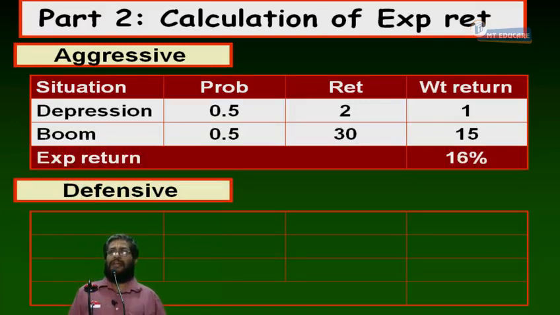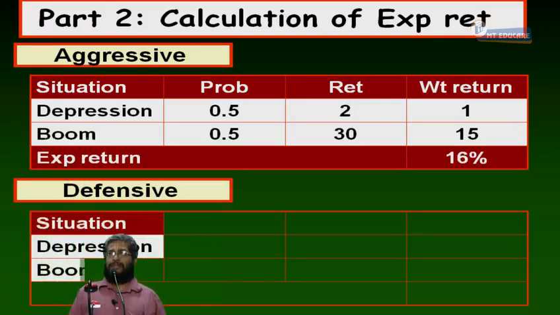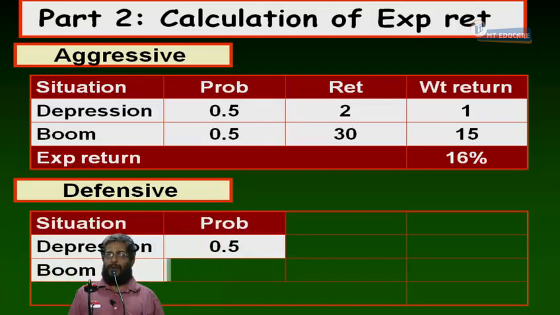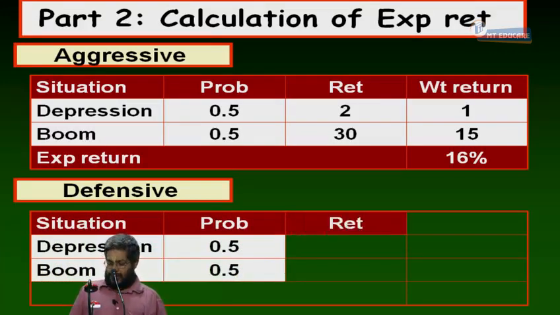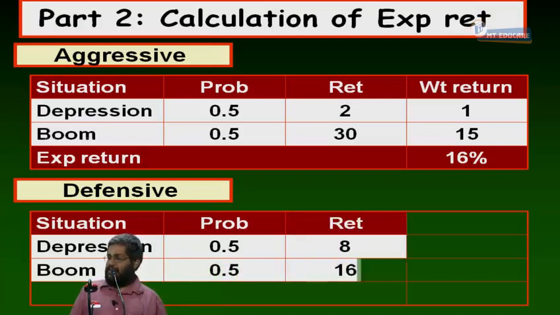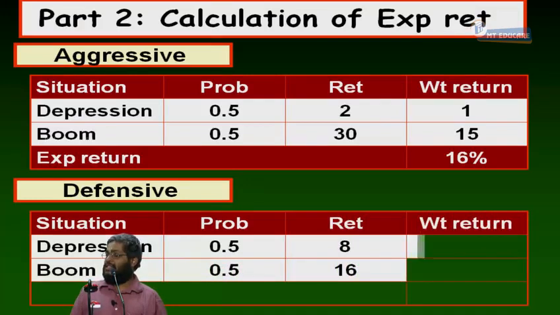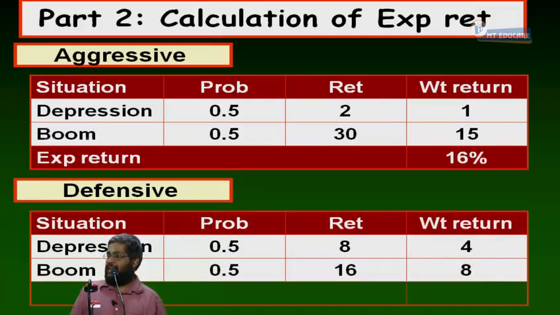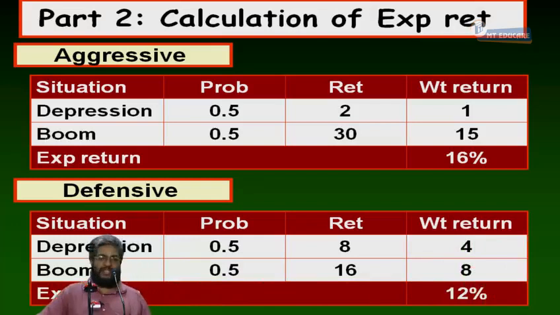Defensive. Tell me, what are the two situations? Depression, boom. What is the probability? 0.5, 0.5. The return for defensive is 8, 16. The weighted return is 4 and then 8. The expected return is 12%. Defensive expected return is 12%.